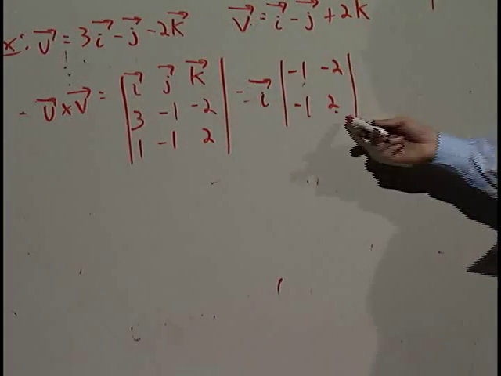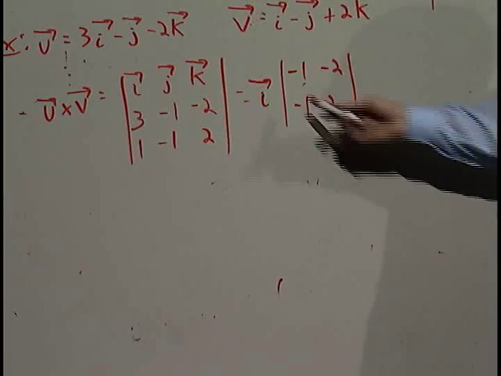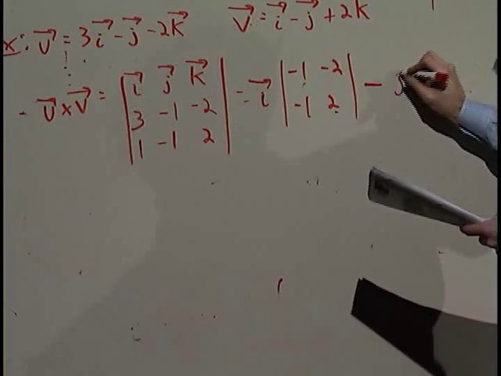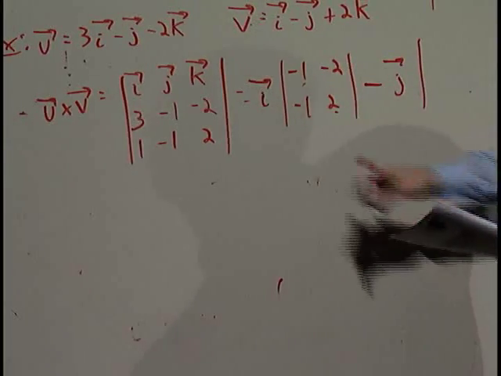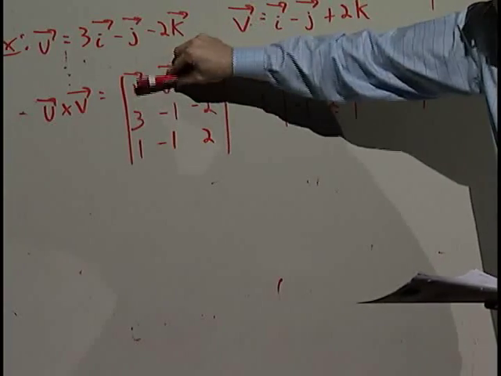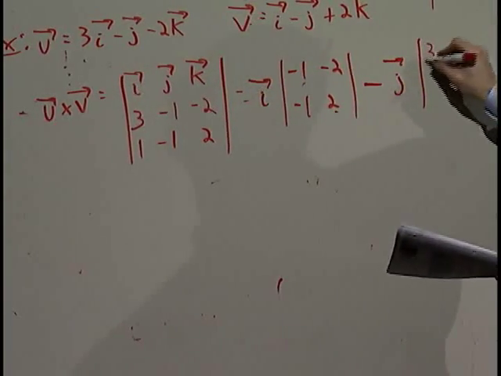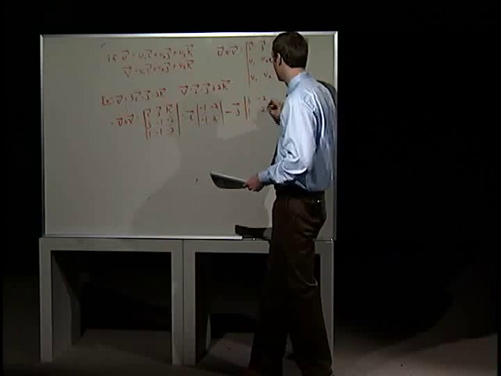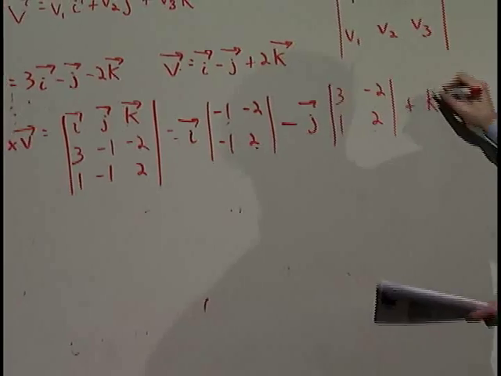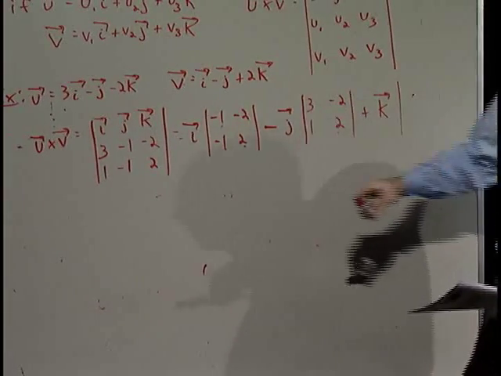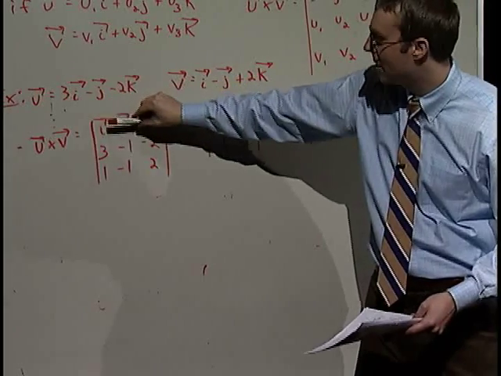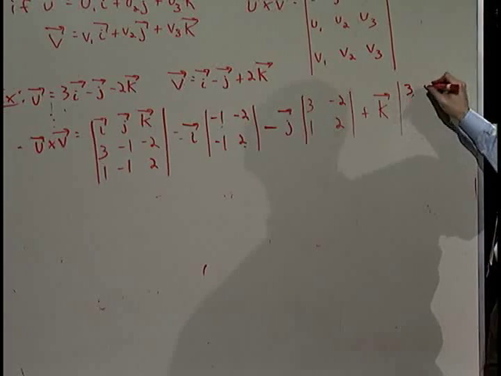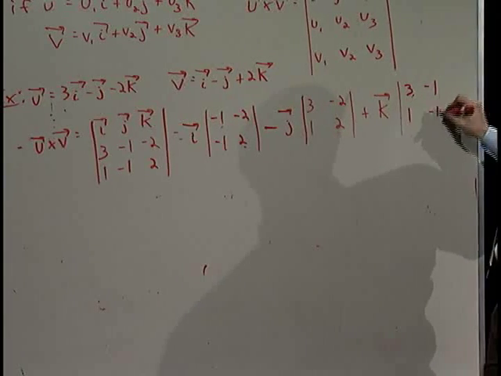Okay, so this is going to give you some scalar number. This will give you a vector component. Stick a minus in, put your j over here. For j, cross out the top row and the middle row. You're left with these entries here in a 2 by 2 matrix. Then you go to k, same thing, cross out, cross out. You're left with the lower left-hand corner of this matrix: 3, -1, 1, -1.